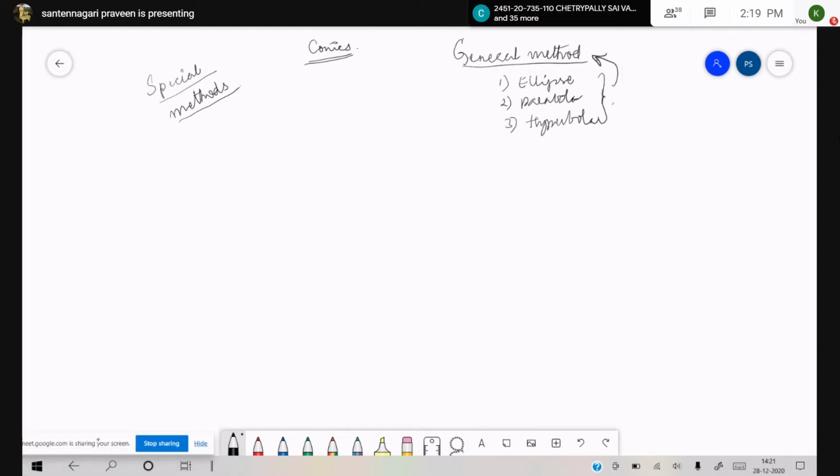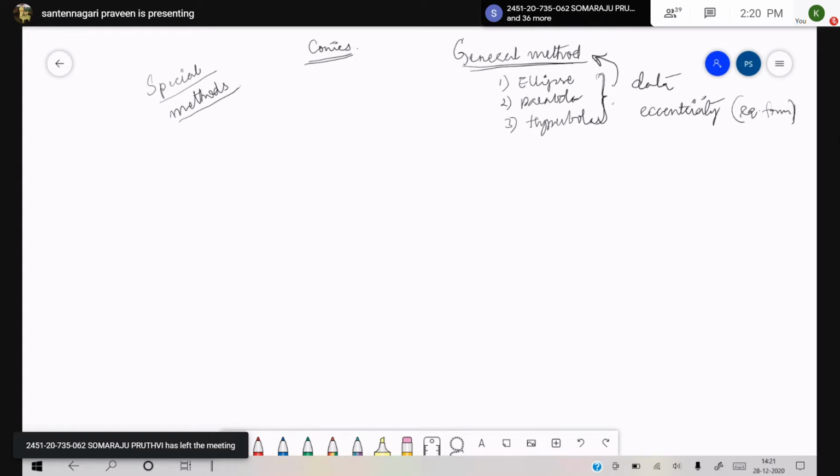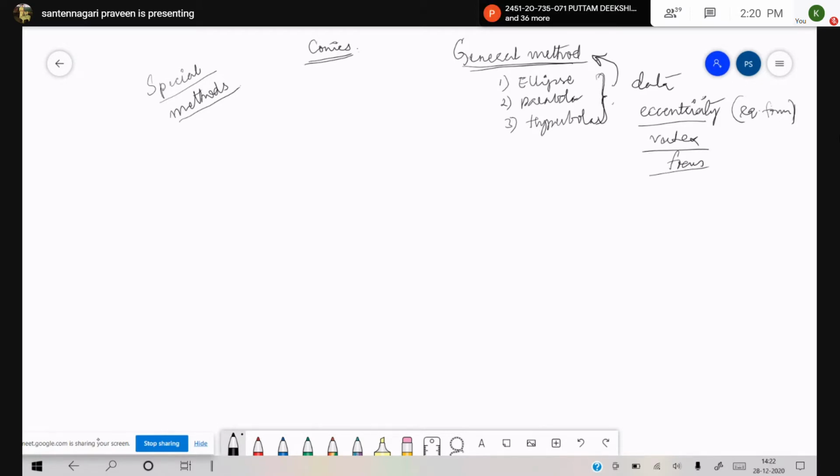So what does this general method refer to? This is a standardized method of drawing these three curves. What data is required for construction of these curves in this general method? You need eccentricity, because it's in an equation form, right? The generalized mathematical form from which we can recognize whether it's a circle, an ellipse, a parabola or a hyperbola. If we want to represent them graphically, we use this general method. The important things required are your eccentricity, vertex distance and focus distance, and all these we get from the eccentricity as well.